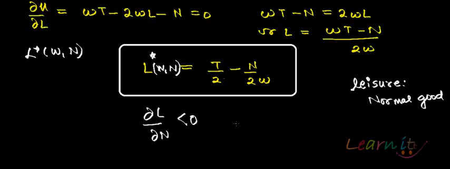If del L by del N is negative, it means that the amount of time you're spending on leisure is increasing. So that is being said: if leisure is assumed to be a normal commodity, del L by del N will be negative. Is that right?